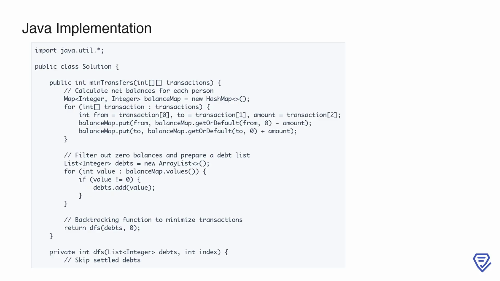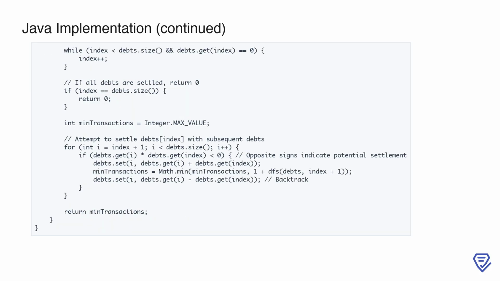Finally, we define a recursive backtracking function, DFS, which will help us minimize the number of transfers required to settle these debts. Let's dive into how this function works. The DFS function begins by skipping over any debts that are already settled. If we've gone through the entire list and all debts are clear, we return 0 as no more transactions are needed. Otherwise, we set up a variable min transactions to keep track of the minimum number of transfers required.